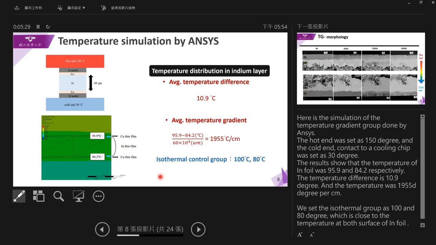Here is a simulation of the thermomigration test, since the scale is too small for us to detect the actual temperature. We can see the result here. At the hot end, the indium foil is at 95.9 degrees Celsius, and it is 84.2 degrees Celsius at the cold end. The average temperature difference across the indium is about 10.9 degrees Celsius, which gives a temperature gradient of nearly 2000 degrees Celsius per centimeter. We also set the isothermal ovens at 100 degrees, which is close to 95 degrees here, and 80 degrees to be close to the cold end temperature.